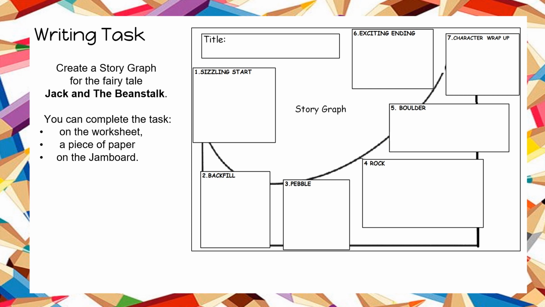Now you can complete this task 3 ways. You can do it on the worksheet that's in your writing folder. You can just draw a copy of the story graph onto a piece of paper and put your information on that. Or if you look in your writing folder, which is a really easy way of doing it, I've also created a Jamboard. And if you're going to do it on the Jamboard, all you have to do is click into each of the boxes on the Jamboard and you'll find that I've created a text box for you. So all you just have to do is type the information in.